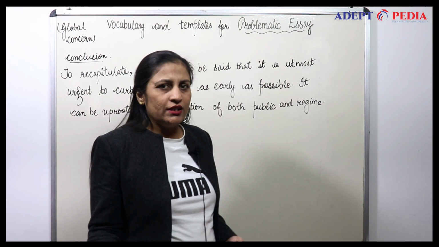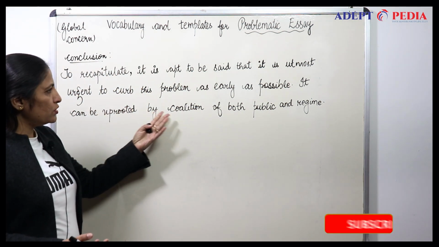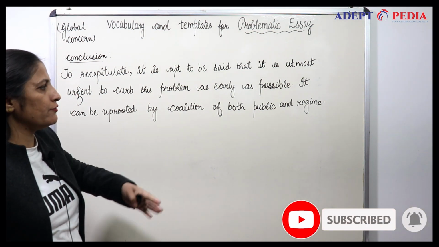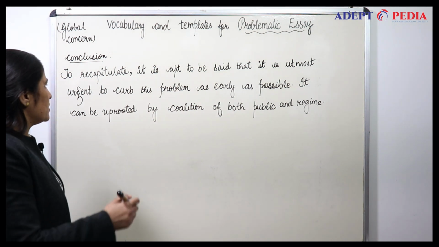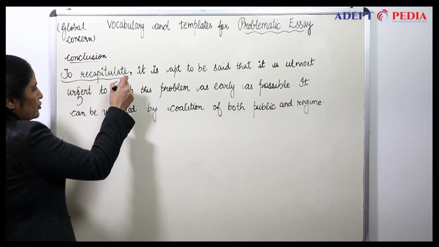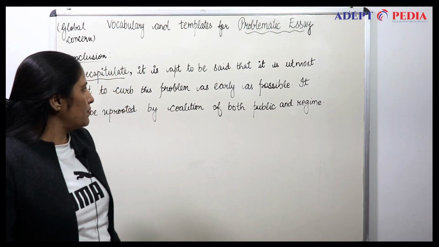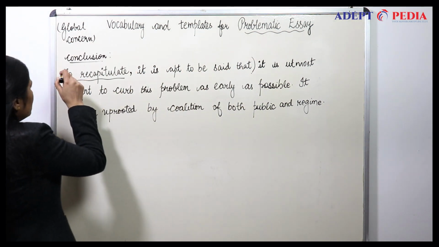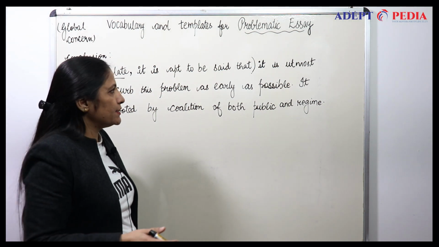And last but not the least is our conclusion part. Here I can give you almost 3 sentences that you can use, and further you can add 1 or 2 sentences from your side to make it a little more elaborated. So let's start with: to recapitulate, as you can use to conclude, overall, to sum up. It is apt to be said that, till this word we can use the same sentence in all kinds of essays of your writing part.